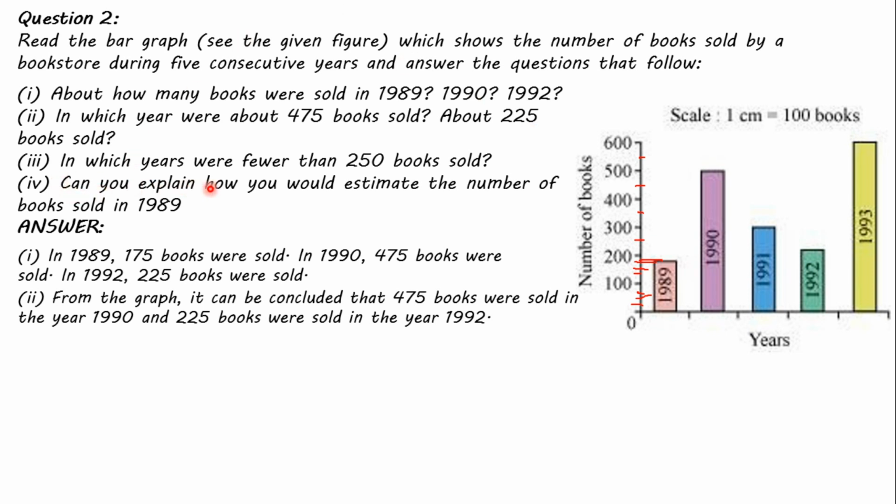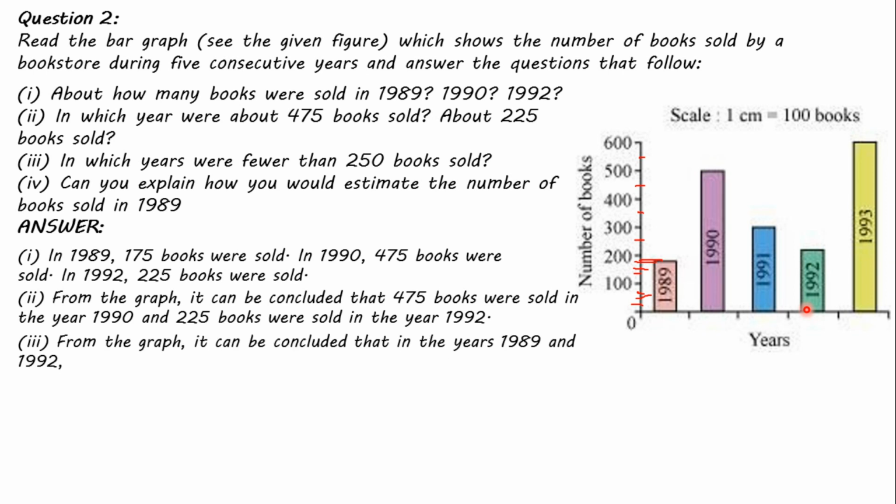Third, in which year were fewer than 250 books sold? Fewer than 250. I told you this line is 250. Then lesser than this is which? There are only 2 years, 1989 and 1992. So write your answer: from the graph, it can be concluded that in the years 1989 and 1992, the number of books sold were lesser than 250.